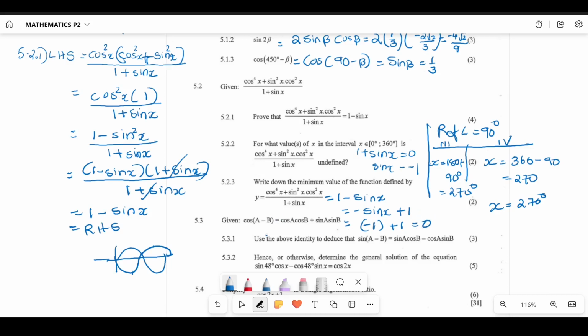Now 5.3, cos of a minus b equal to cos a cos b plus sin a sin b, it's given. Use the above identity to deduce that sin of a minus b equal to sin a cos b.